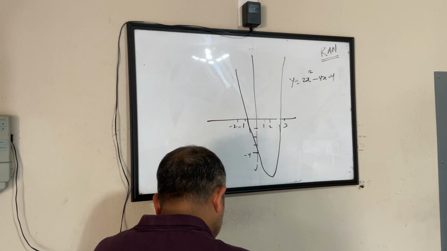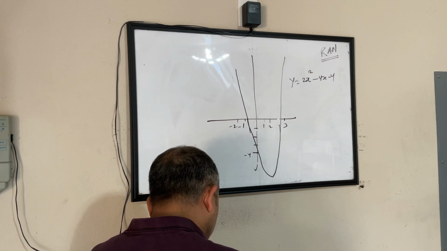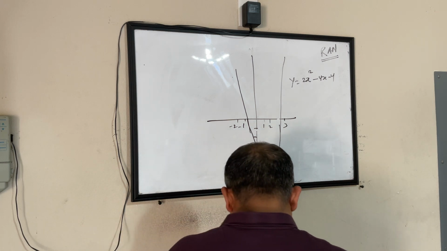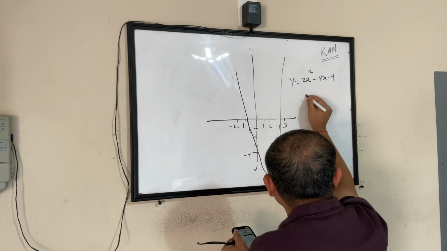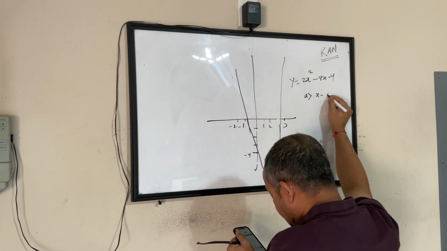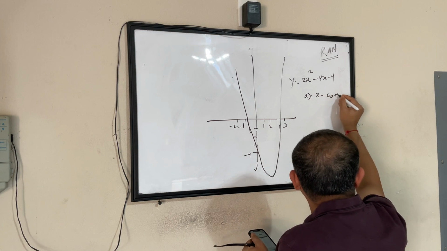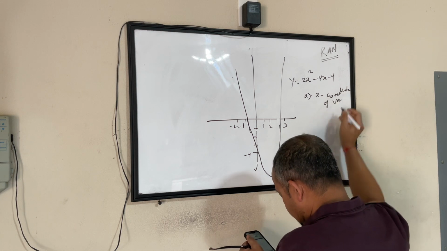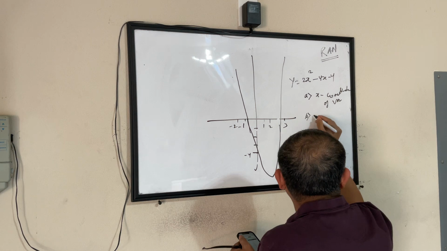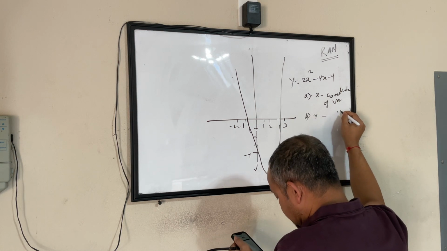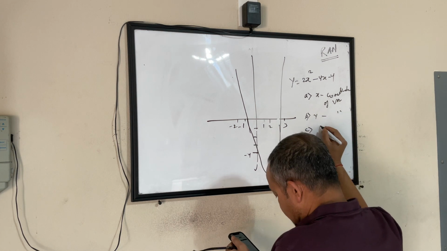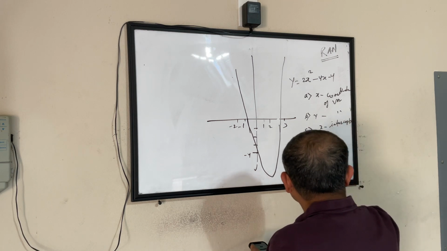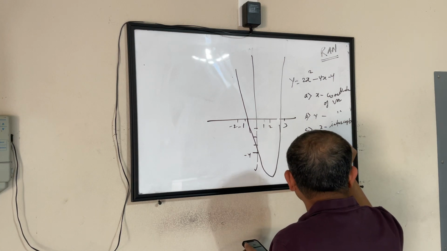Which of the following characteristics of the graph is displayed as constant or coefficient in the equation as written? So the options are: A is x coordinate of vertex, B is y coordinate of vertex, C is x intercepts, D is y intercept.